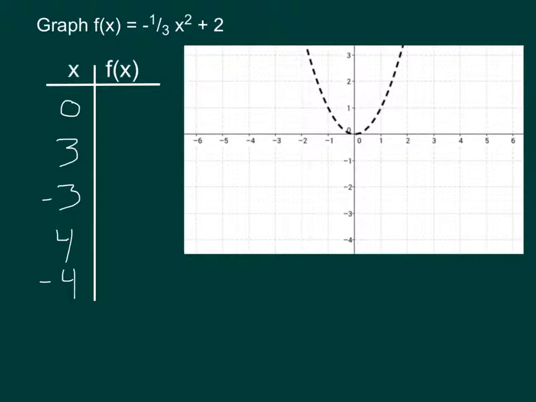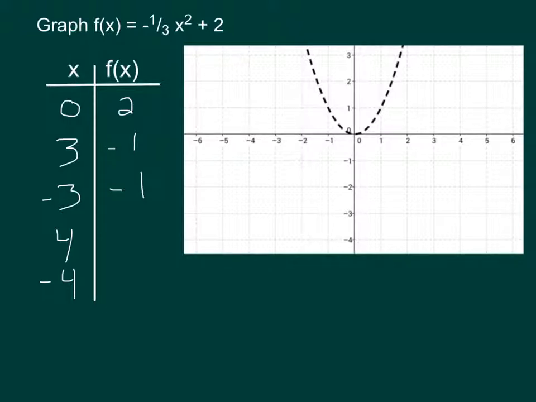Now when I go to plug in these numbers, 0, I know where that's going to take me. It's going to take me immediately to 2, because 0 squared is 0, then multiplied by -1/3, still sticks at 0, so then I can add 2. When I put in the 3 for the x, that's going to give me 3 squared, which is 9, and then -1/3 of that is -3. Add that to 2, and I'm looking at -1.